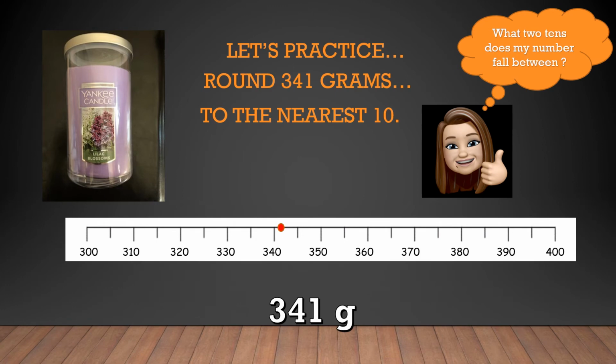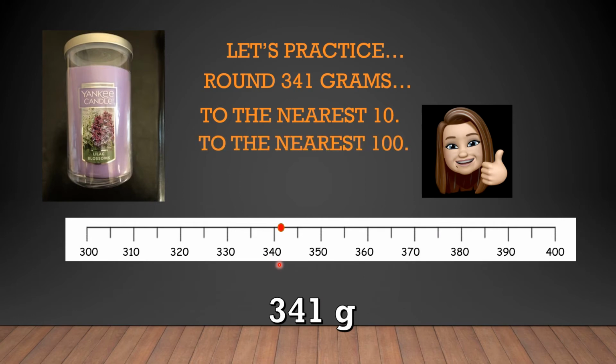If we notice in the tens place, we have a 40. So that tells us that our number falls between 340 and 350. Those are the two tens that the number is between. Now we look at our ones place to decide: is it less than 345 or greater than 345? If we look at our ones place, 1 is less than 5. So that tells us that we are going to round down to 340.